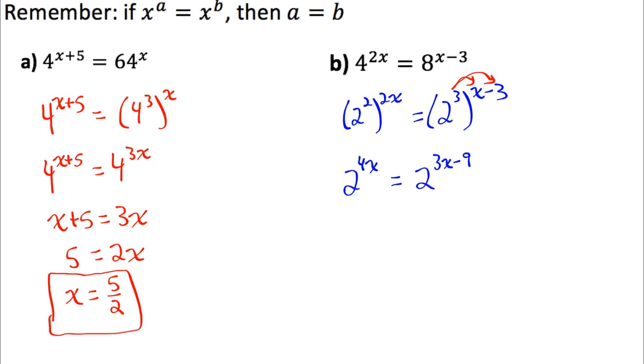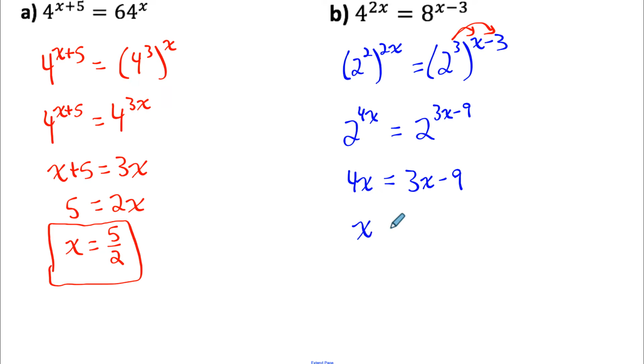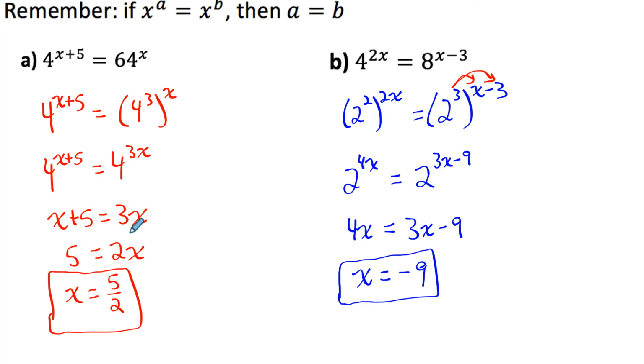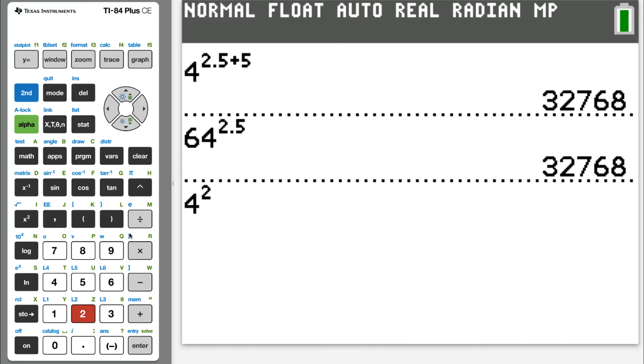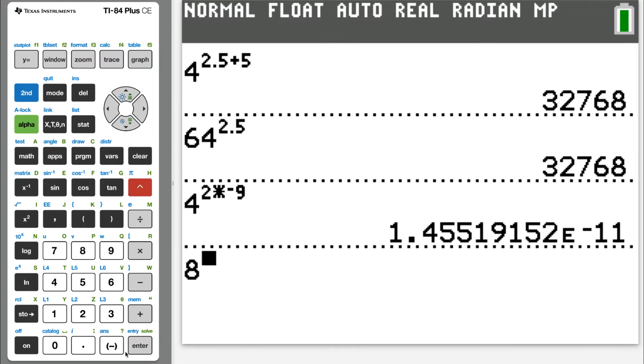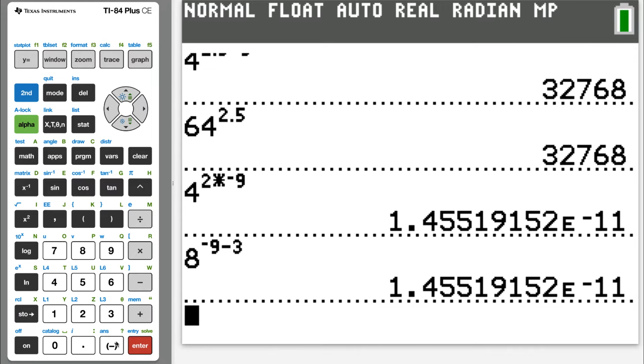And now that I have power equals power, where the bases of the power are equal to each other, I can just set the exponents equal to each other and solve. Subtract the 3x over, and I get x equals negative 9. And don't forget to actually check and make sure that's the correct answer. Plug it back into the original, make sure left side equals right side. There we go, I verified it's the right answer.